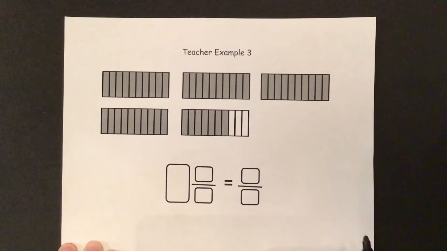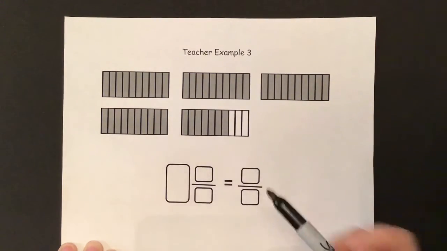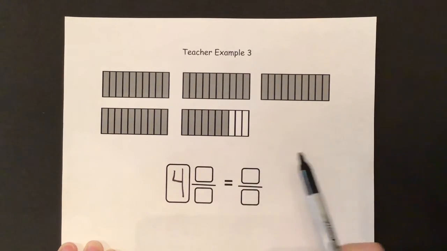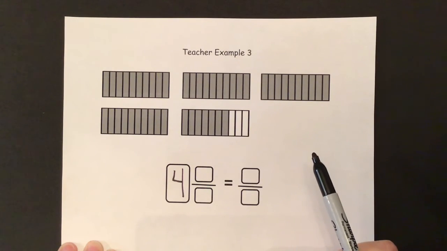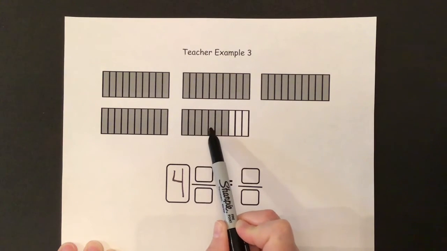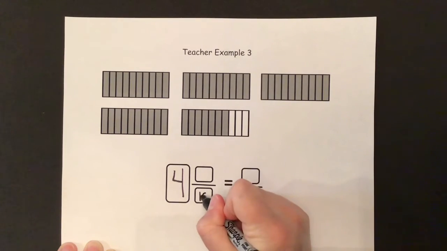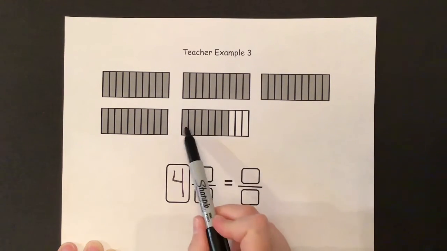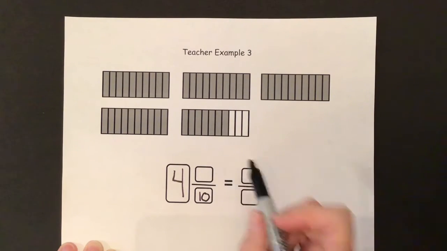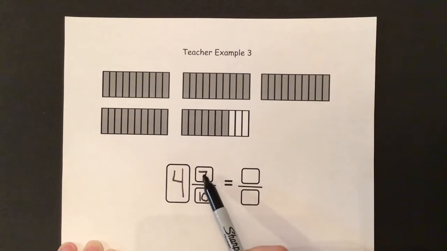All right, let's go ahead and count our wholes. So we've got 1, 2, 3, 4 wholes. And then we need to determine how many pieces the whole has been divided into. 1, 2, 3, 4, 5, 6, 7, 8, 9, 10. So we're working with tenths. And then how many pieces are shaded in? 7. So this picture is showing 4 7/10.